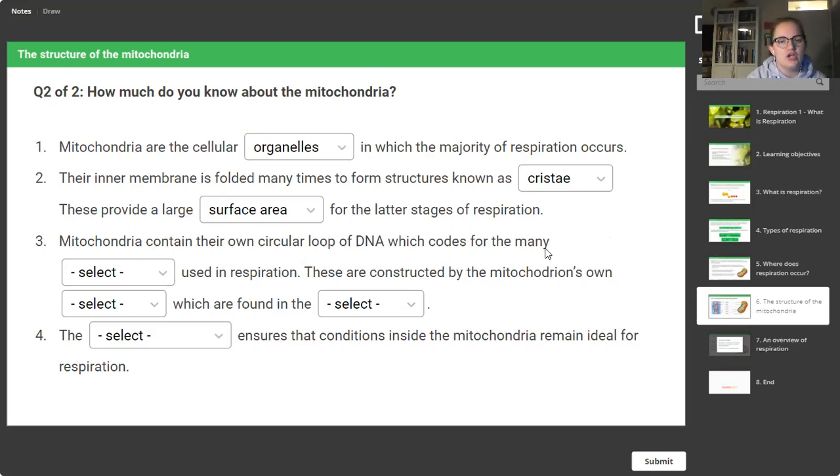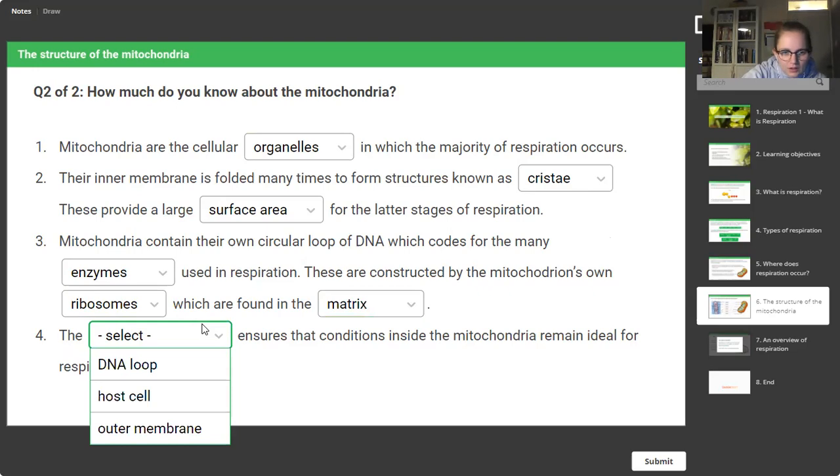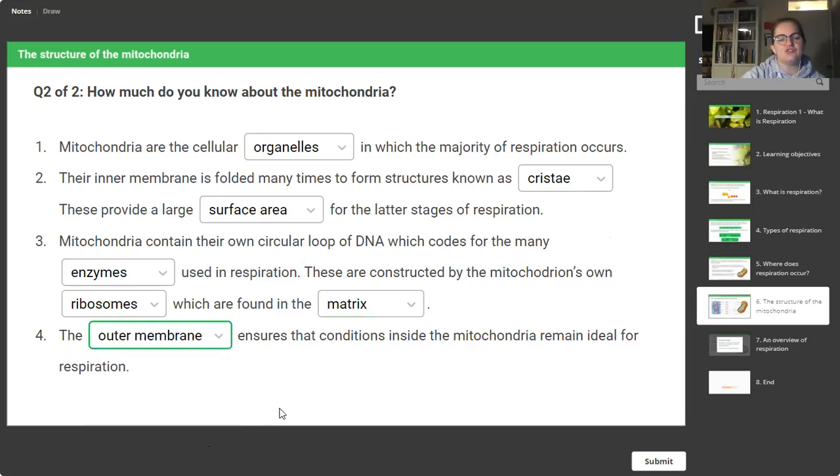Mitochondria contain their own circular loop of DNA, which codes for the many enzymes used in respiration. And these are constructed by the mitochondria's own ribosomes, because obviously that's where proteins are made, which are found in the matrix. The outer membrane ensures that the conditions inside mitochondria remain ideal for respiration.